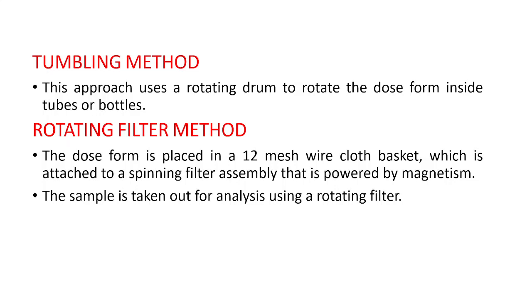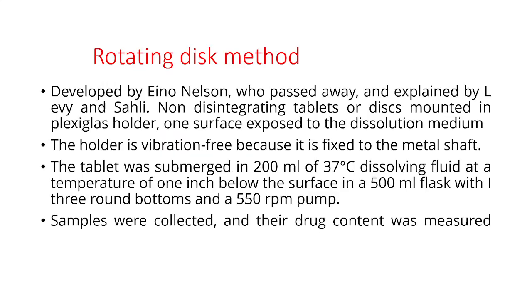Rotating filter method: the dosage form is placed in a 12 mesh wire cloth basket which is attached to a spinning filter assembly that is powered by magnetism, and the sample is taken out for analysis using a rotating filter.